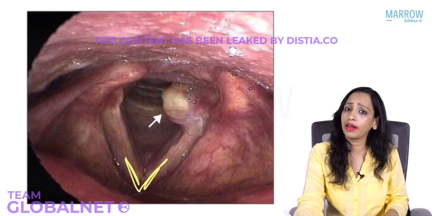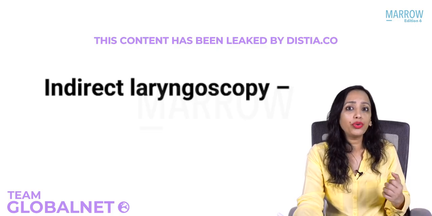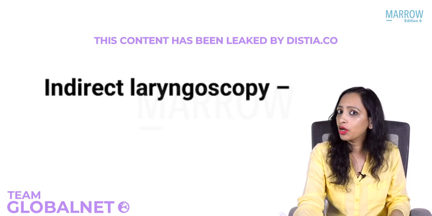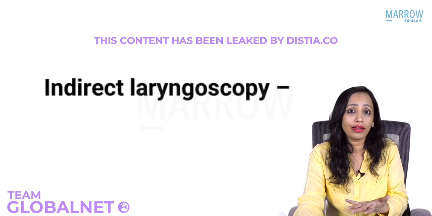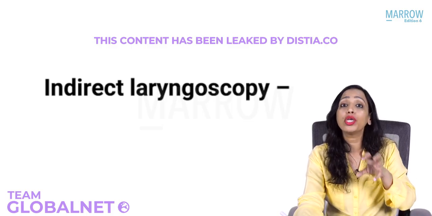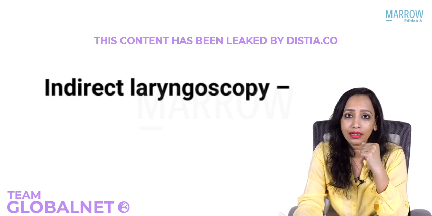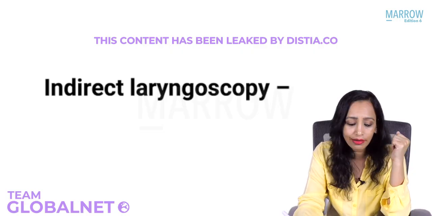Now, what is indirect laryngoscopy? The name itself tells you that you are visualizing the larynx, but indirectly. Why indirectly? Because when you're doing endoscopy, you have a direct image of the larynx, whereas in indirect laryngoscopy, you are seeing the image of the larynx in the mirror. Is that clear? So it is like viewing the larynx in the mirror, and it is known as indirect laryngoscopy.